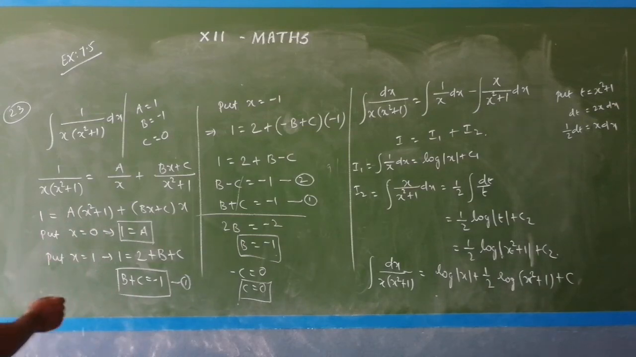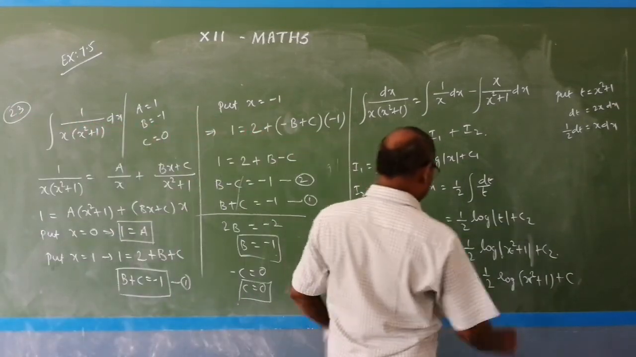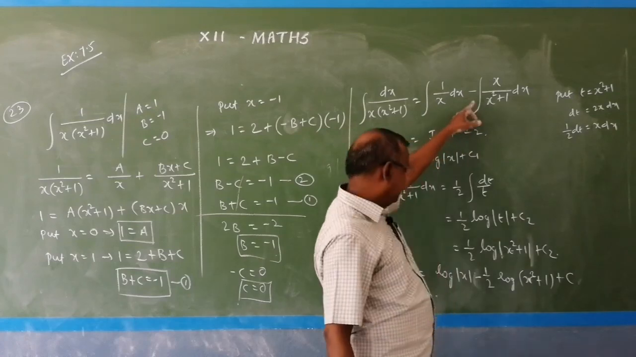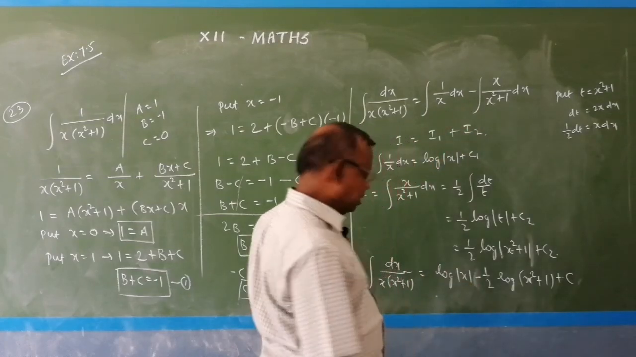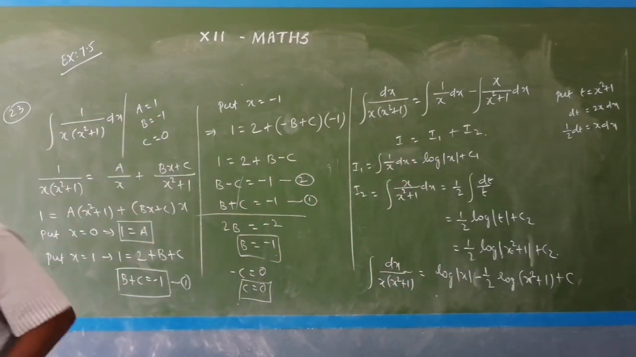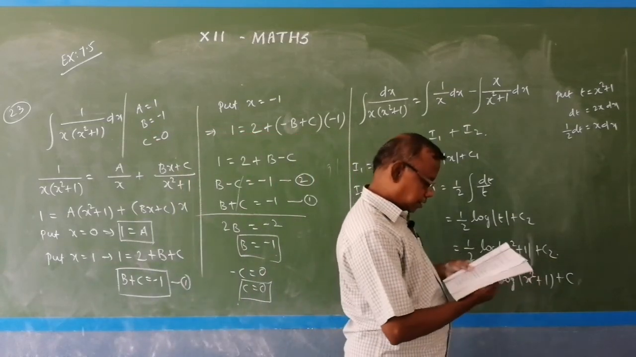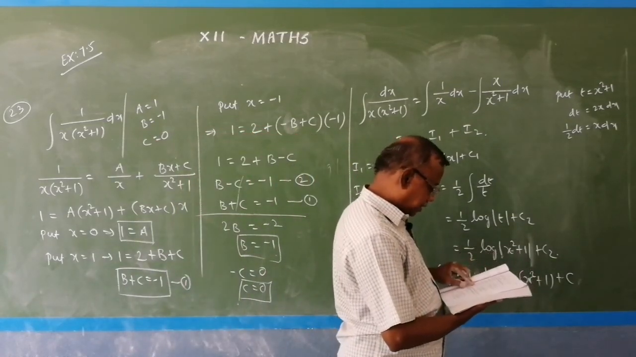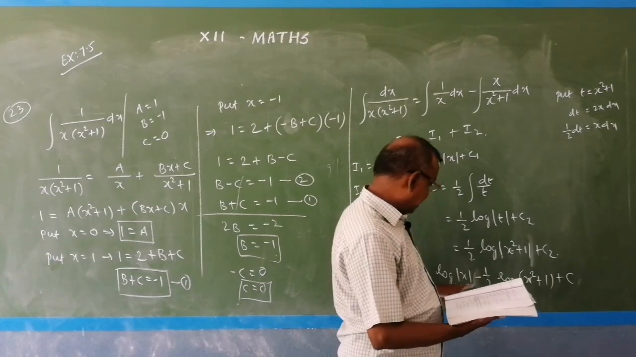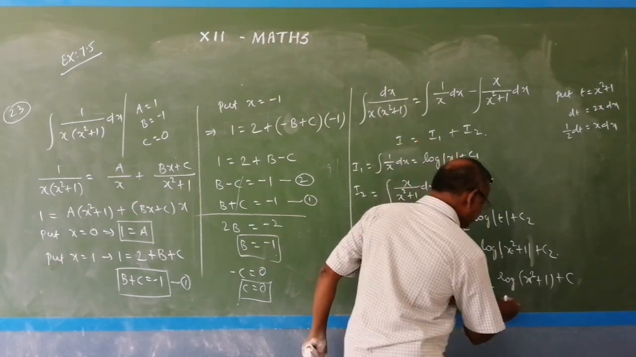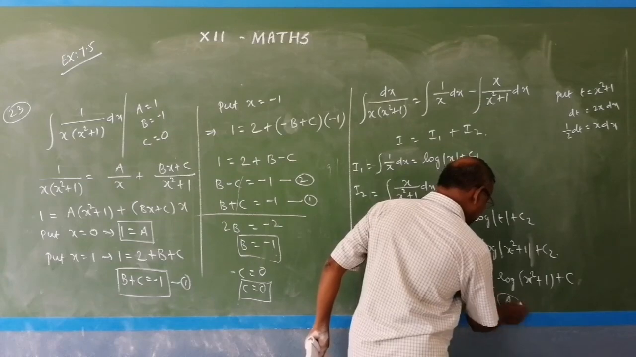But the book answer is the same. I think here there is a minus, so it is minus, I am sorry, because here it is a minus. Let me verify the book answer. Look at option A, it is log of modulus of x minus 1 by 2 into log of x square plus 1 plus c. So, the answer is this one, and the option is A for this.